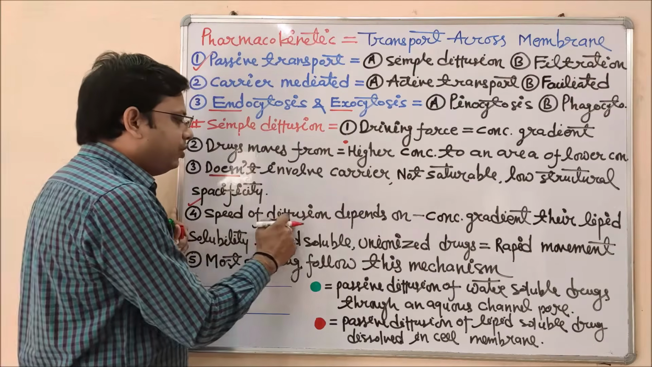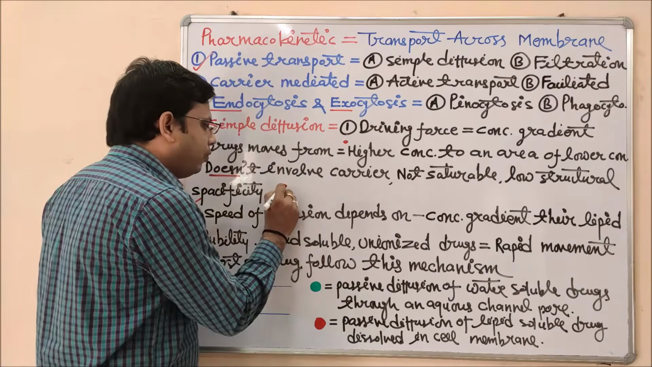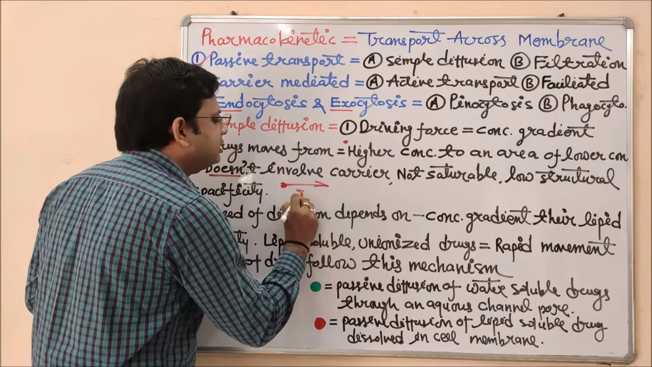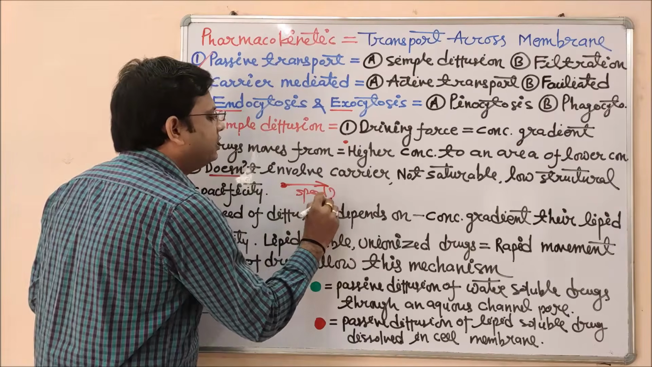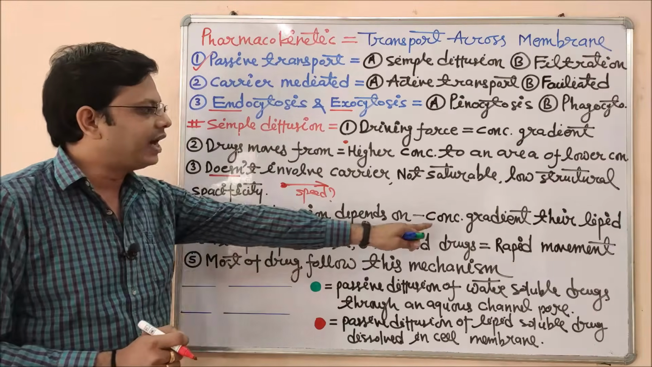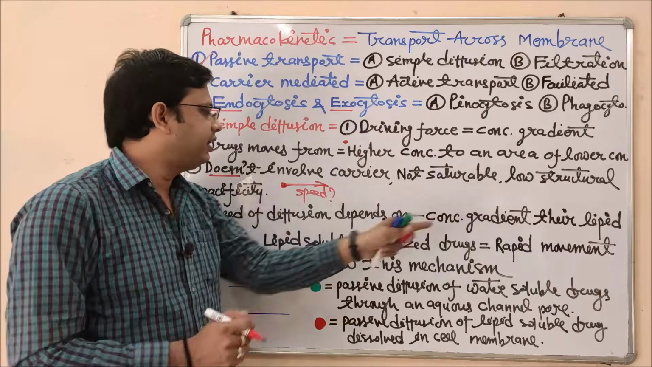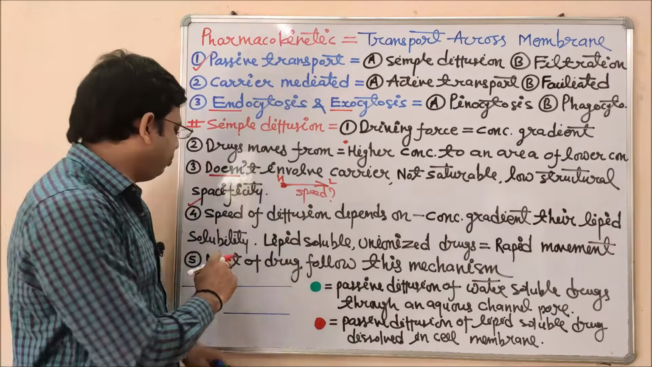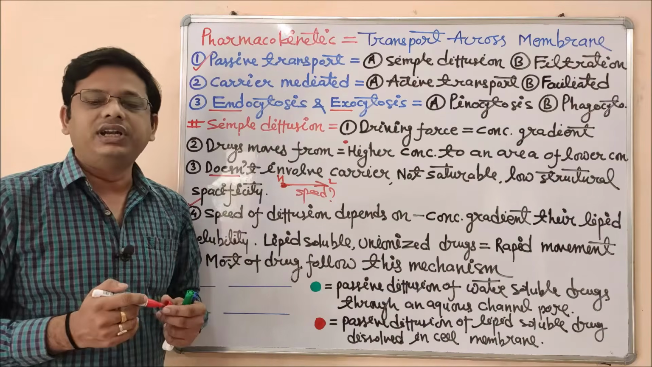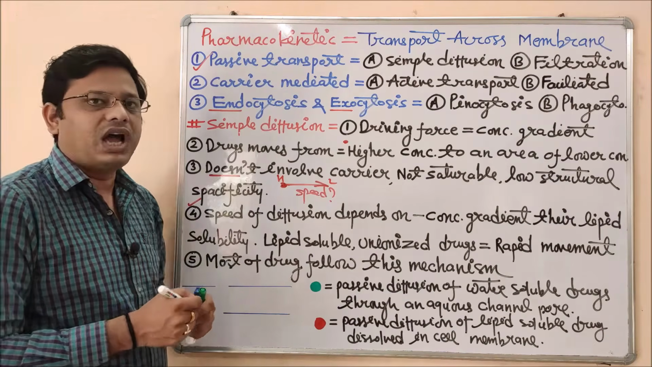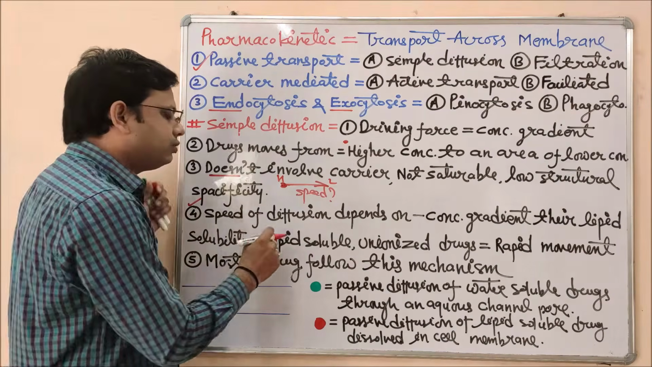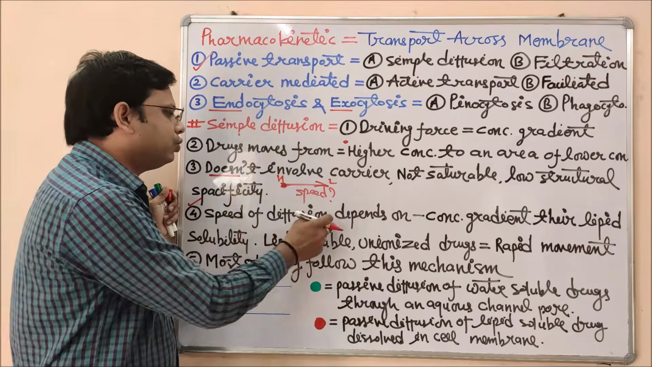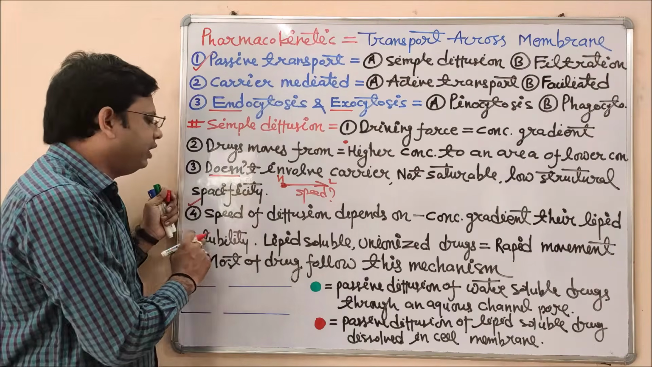So see, speed of diffusion, from movement of one part to the other part, what is the speed? This speed depends on many factors. The factors are concentration gradient, as I have said, this is higher concentration, this is lower concentration, and their lipid solubility, whether they are soluble in lipid or not. This is a very important phenomenon. I am going to explain it in a diagrammatic way soon. So this depends upon the lipid solubility.